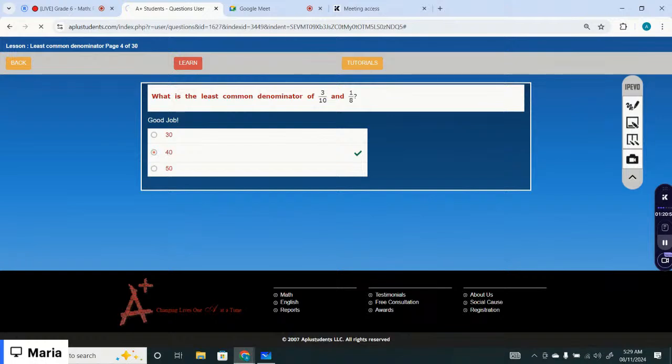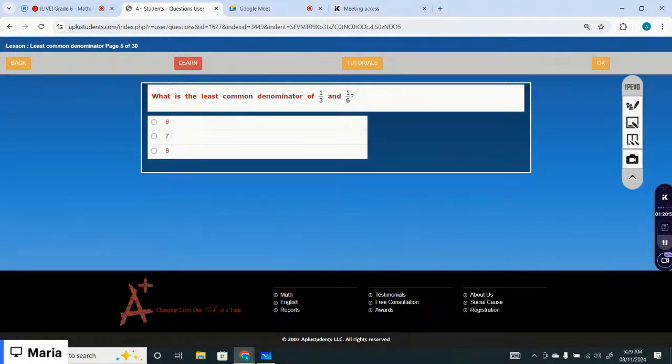What is the least common denominator of 1 by 3 and 1 by 6? So which is the correct option?